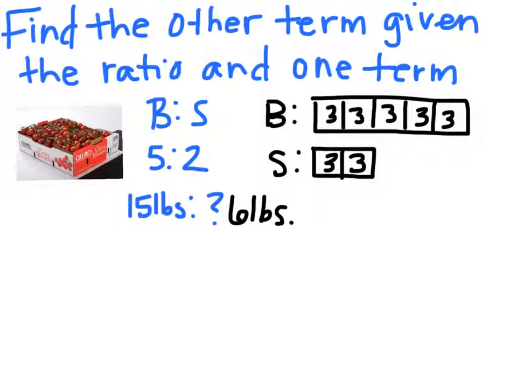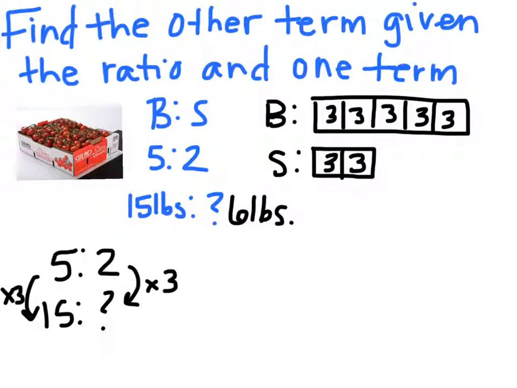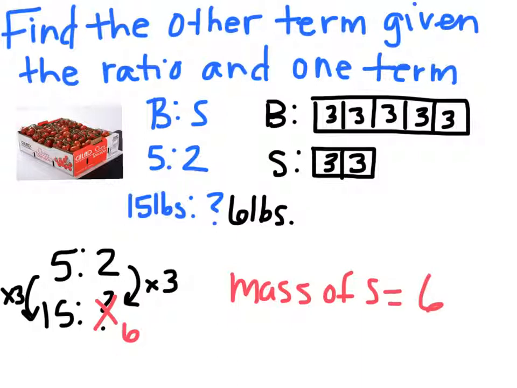Okay, that's method 1. Now let me show you method 2. In method 2, we're simply going to write equivalent ratios, which would be 5 to 2 and 15 to, we don't know, but that's what we're solving for. So what is our multiplying factor for 5 to 15? That's right, it's times 3. Okay, so we would take 2 times 3 to find our answer, which is 6. Okay, so either way, we get to the mass of the smaller portion being 6.